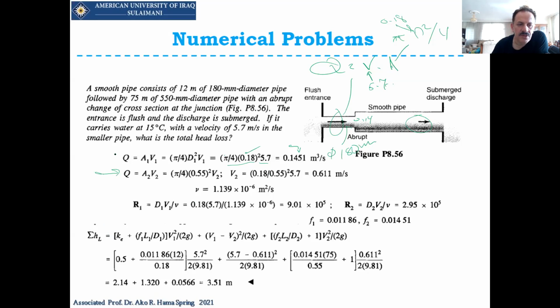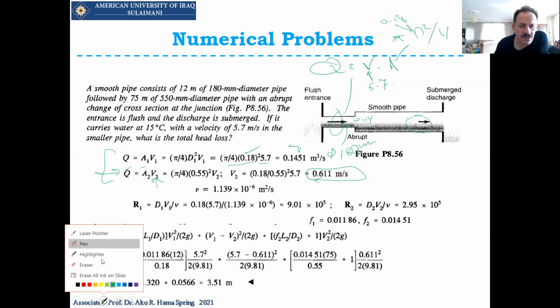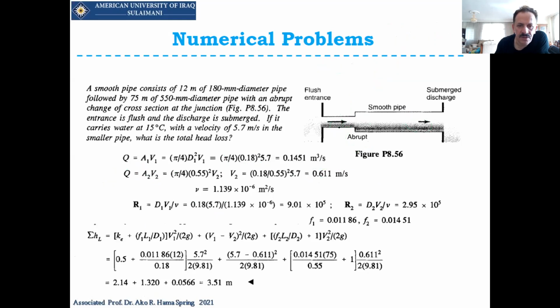Because of the continuity equation, now I have the area and I have this Q, so I will find the velocity in the second pipe. Now I get the second pipe velocity. So what I know that we should take care about is this one. The velocity here is 0.141 meters per second. Sorry, this is the Q.